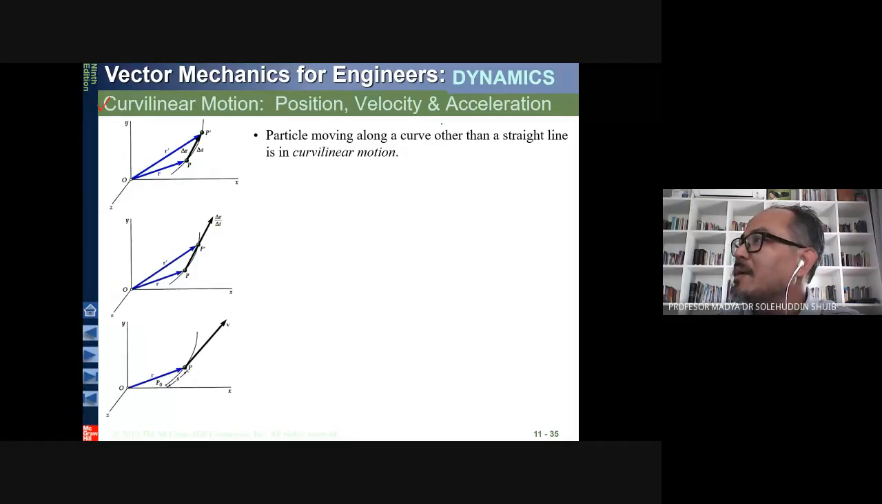Okay, we stop here for 5 minutes. We take a 5 minute break. And then after this, I'm going to cover the topic of curvilinear motion: position, velocity, and acceleration.